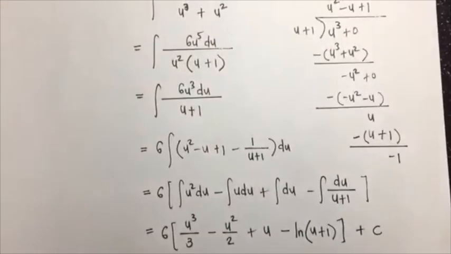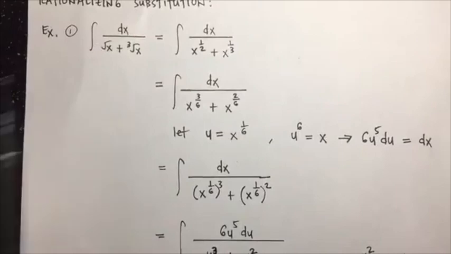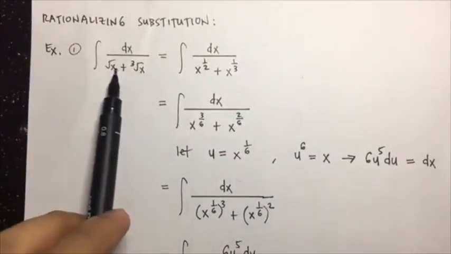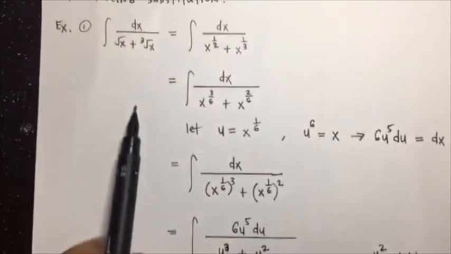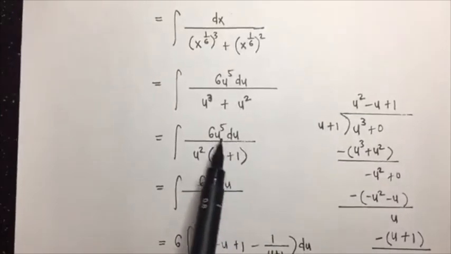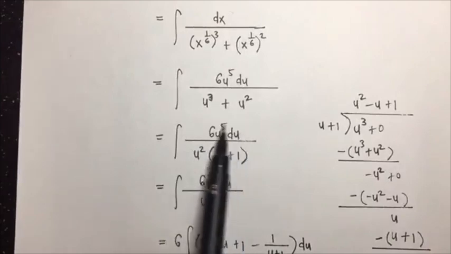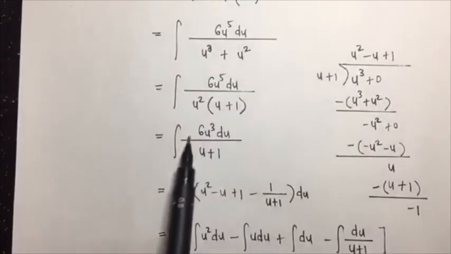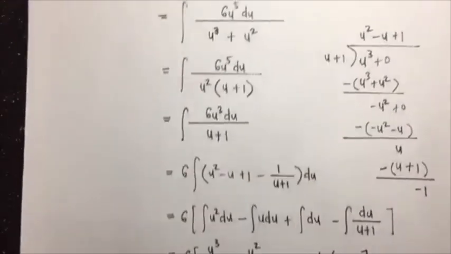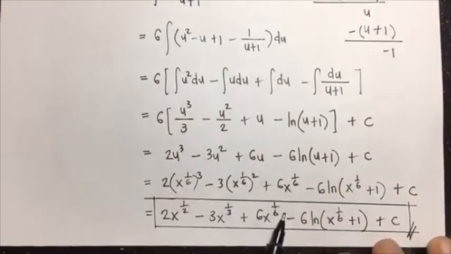Okay, so that's how rationalizing substitution works. As you can see here, if we didn't use rationalizing substitution, it would be very difficult for us to integrate this one. The beauty of rationalizing substitution is it gets rid of the radical, where you can integrate it simply using algebraic manipulation. Okay, so that's it.